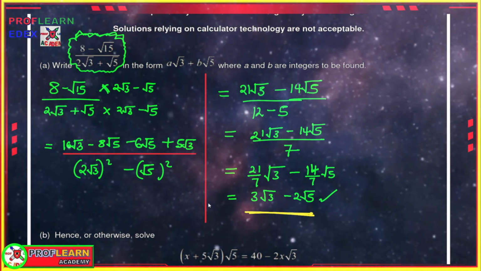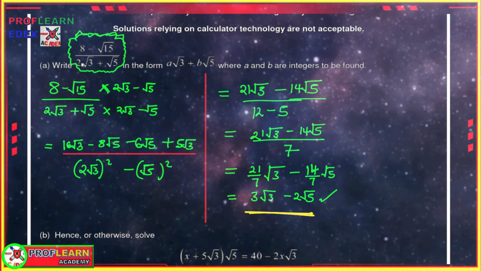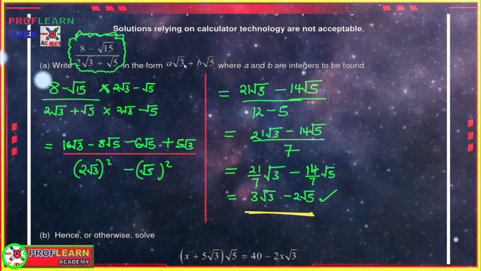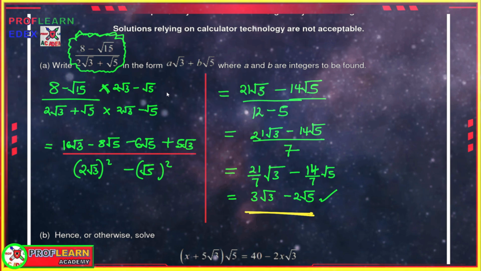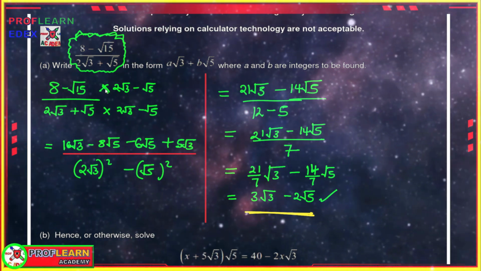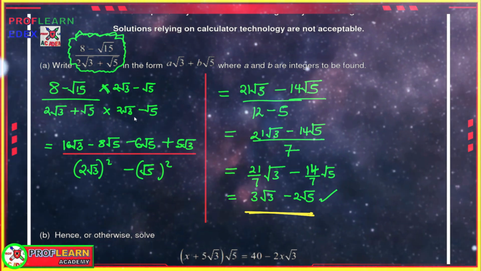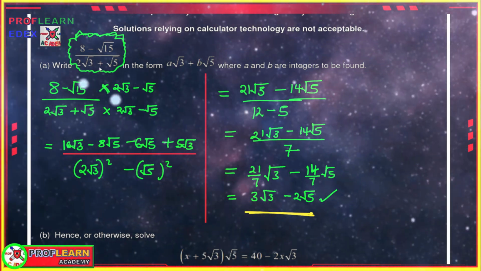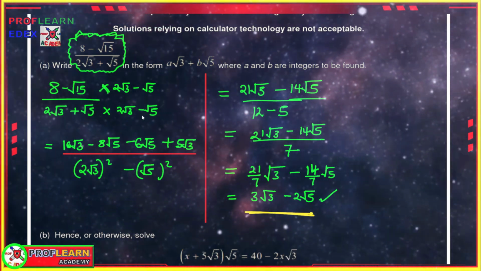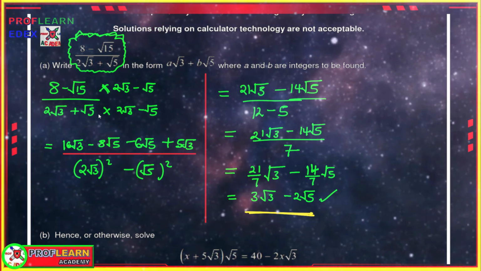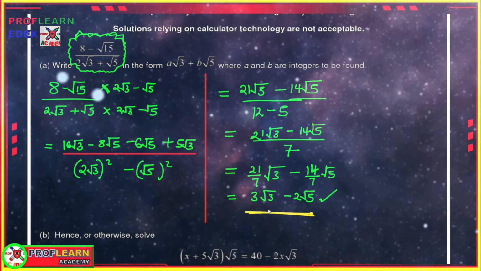We are told to write (8 minus root 15) over (2 root 3 plus root 5) in the form A root 3 plus B root 5. What you need to do at this point is multiply the numerator and denominator by their conjugate. Remember the conjugate: we only change the sign of whatever is in the denominator. So this is going to be 2 root 3 minus root 5. We multiply it at the top and at the denominator, and you can see now this is going to reduce to this.